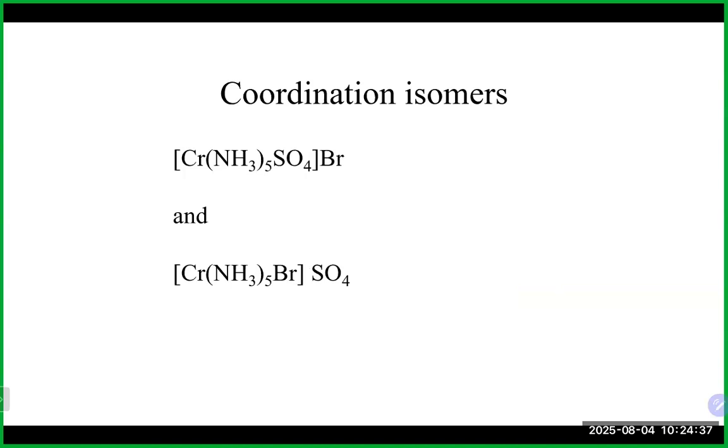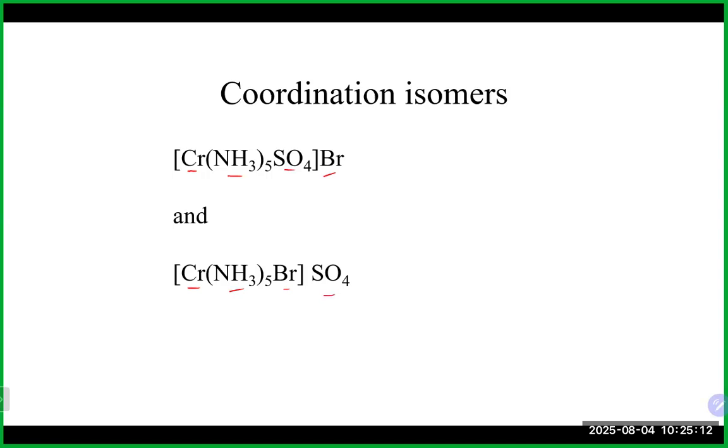We're going to start with coordination isomers. The idea of isomers, in general, is something that has the same chemical formula, but there's some type of different connectivity. Because of that different connectivity, it gives things different properties. If we look at both of these, they both have a chromium, they both have 5 NH3s, they have a sulfate, and they both have bromine. So they are composed of the same things.